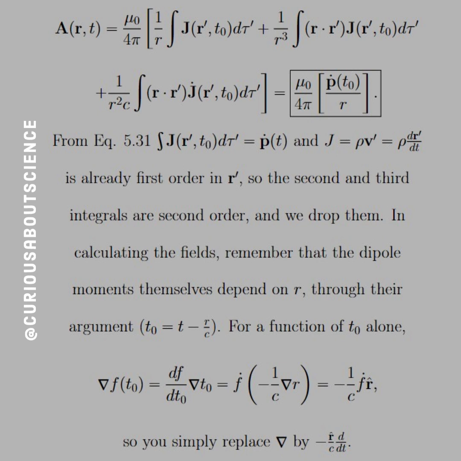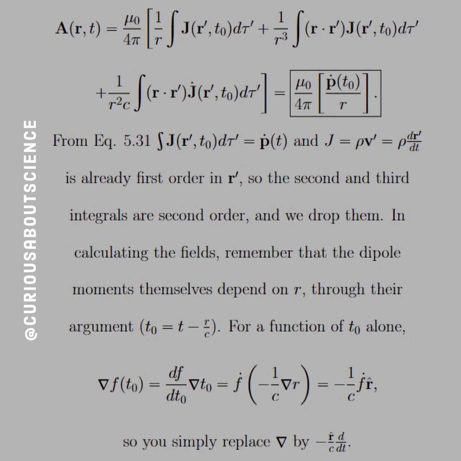In calculating the fields, remember that the dipole moments themselves depend on r through their arguments, t naught equals t minus r over c, for a function of t naught alone. So here we're just setting up the general form of what to expect with a function of t naught. So we have to go through f, hence the chain rule, onto t naught. And then we know that df at the retarded time just gives us f prime. And then t naught itself gives us a negative 1 over c, on its way to the gradient of r.